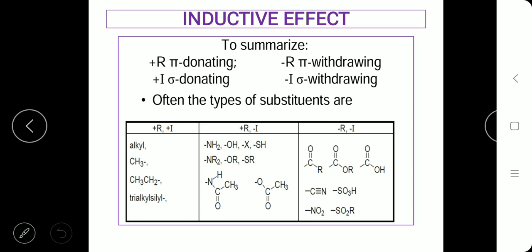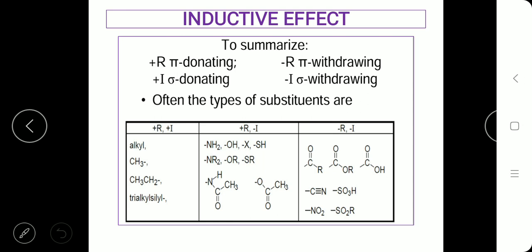Now moving on to the extreme right on the screen, we have some substituents which provide the minus I effect. Some of the examples are aldehyde COR group, COOR, that is the ester group, and COOH, that is again the carboxylic acid group. Then we have the C triple bond N, the cyanide group, and SO3H, that is RSO3H, the sulfonic acid. And then we have the nitro group, and SO2R, that is RSO2R, nothing but the sulfonyl group. So we have these substituents which provide the minus I effect.